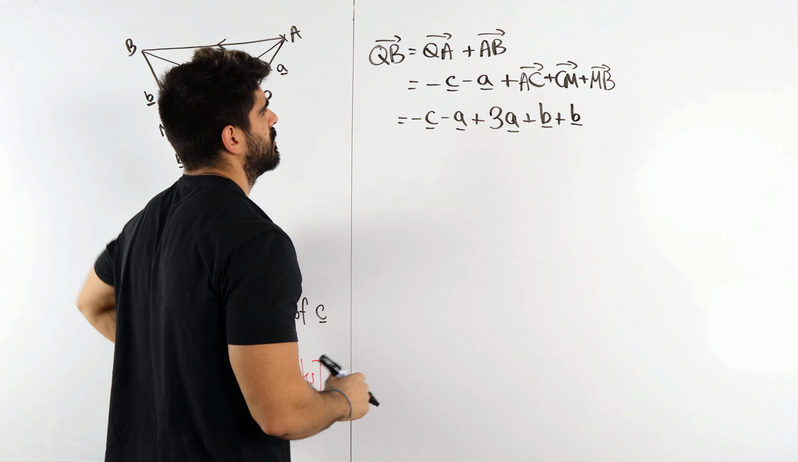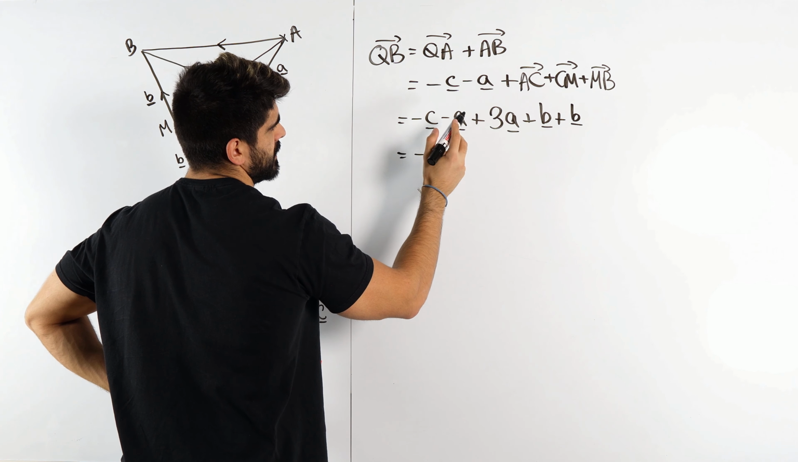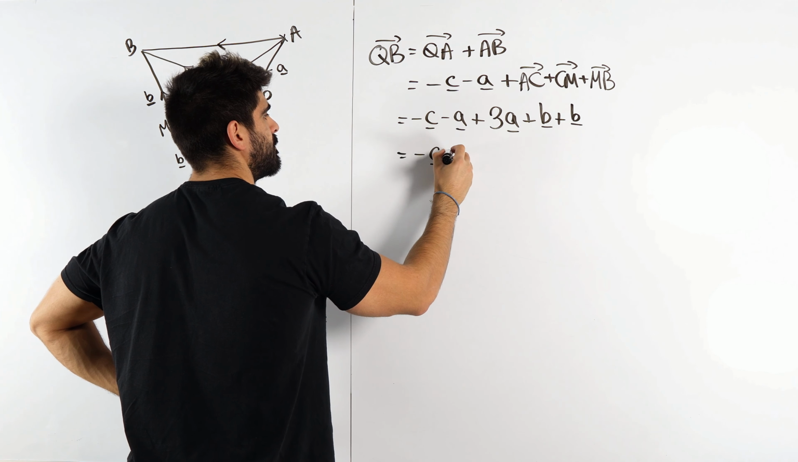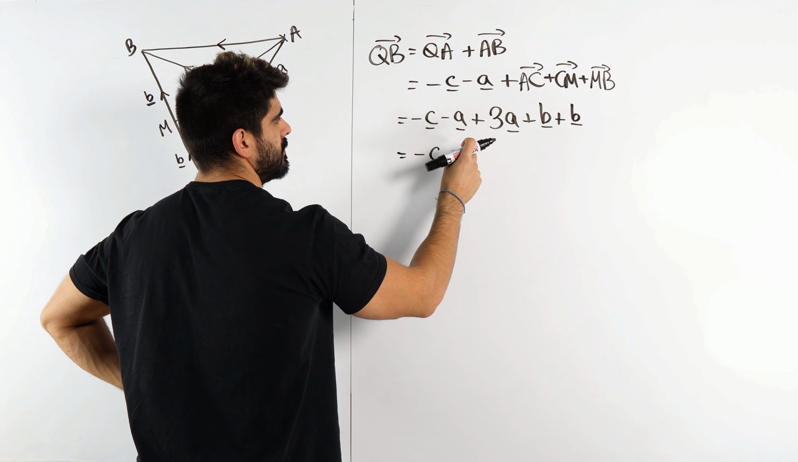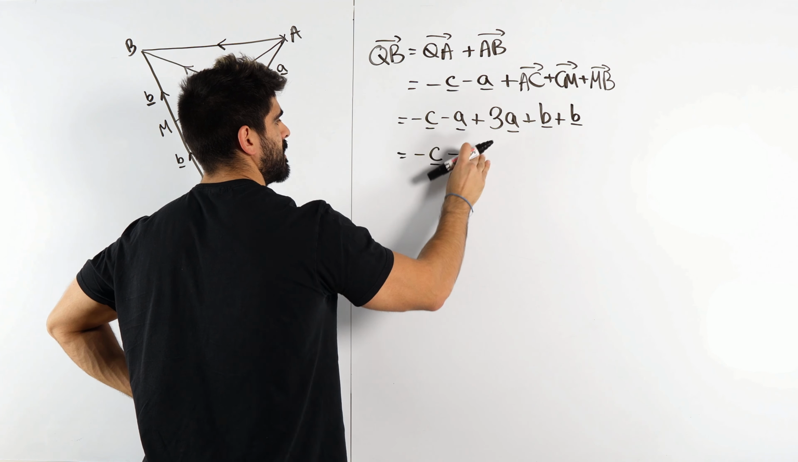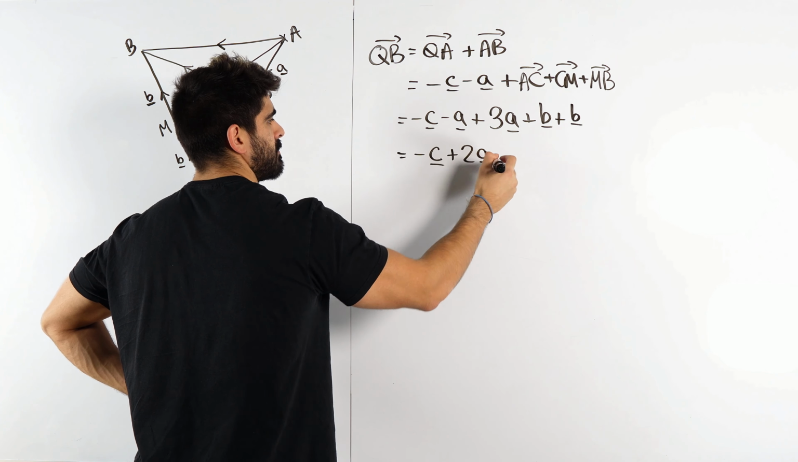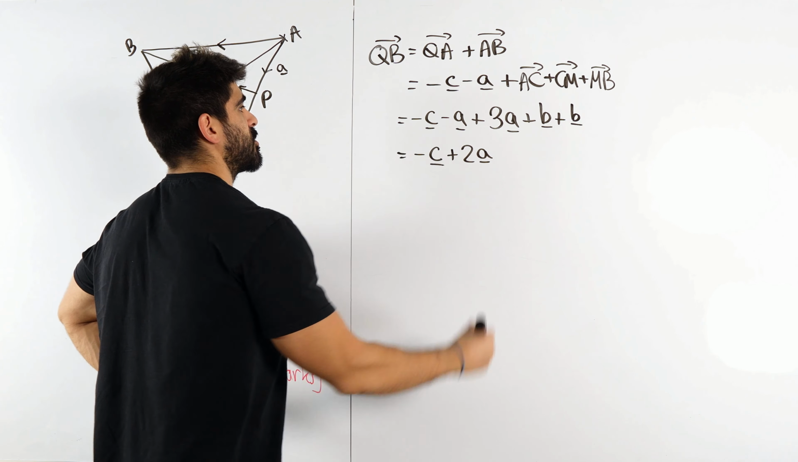All right, so we are left with minus C, minus A. No, wait. Minus A plus 3A is, I'm bugging, 2A. So it's plus 2A. Plus 2B.